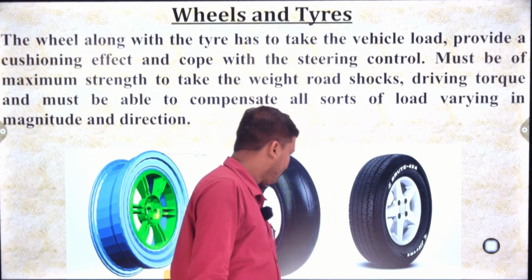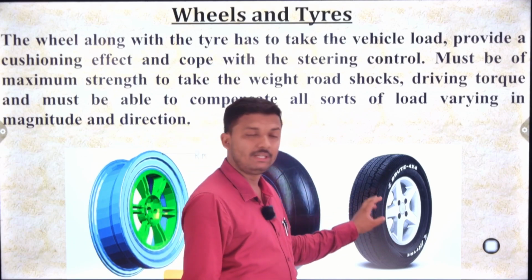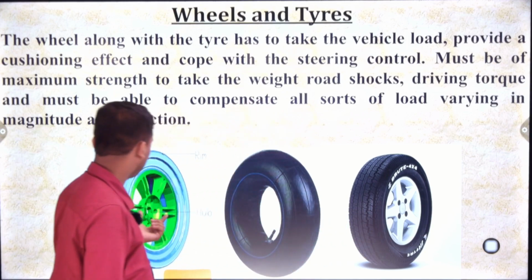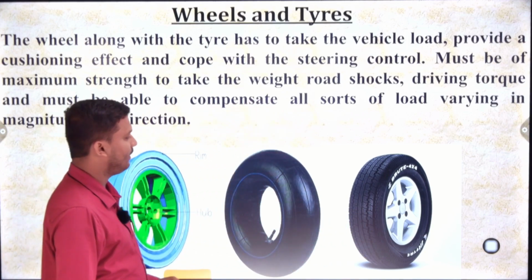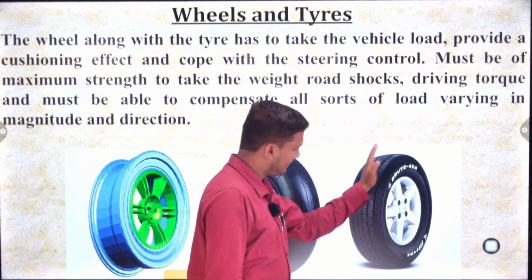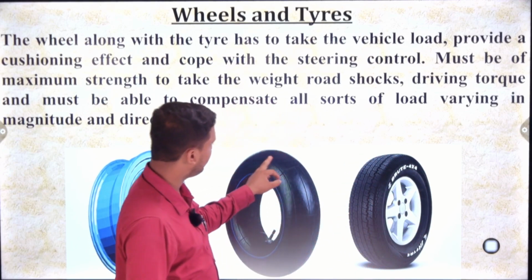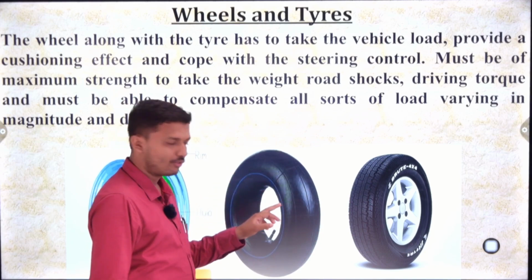Okay, so in this wheel we have 3 parts. One is rim. Okay, the inner part is rim, that is over here. This one is rim. Then inside this tire, inside this black color tire there is a tube. This one is a tube. Okay, so what are the three things?